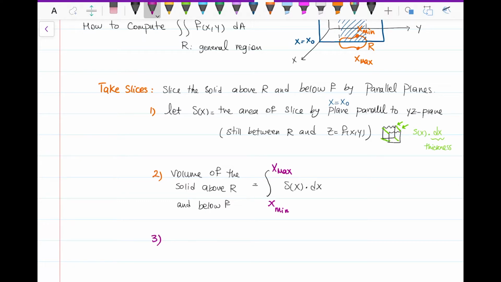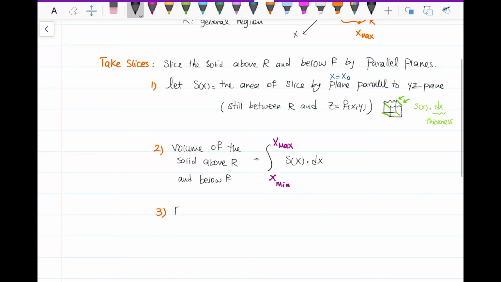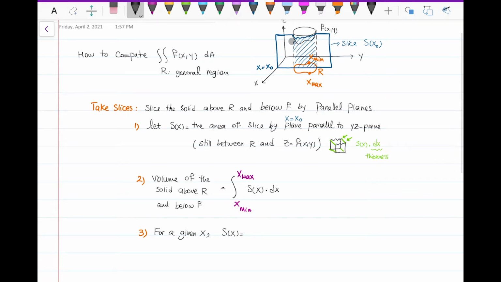Now in step 3, let's look at each slice for a given x. For a given x, S of x is equal to what? Look at this slice S of x, this one.